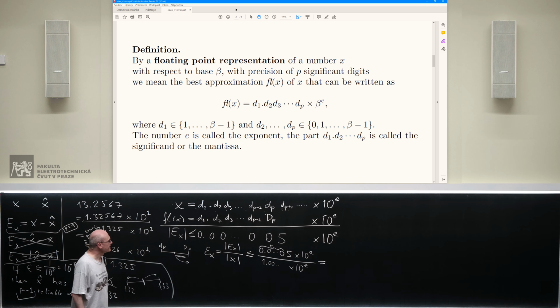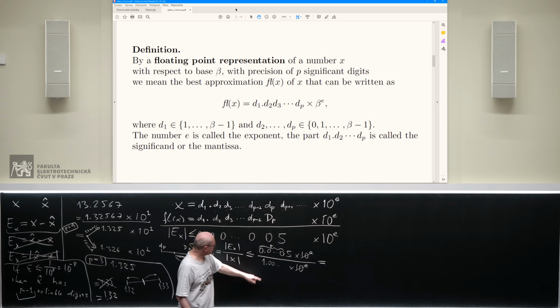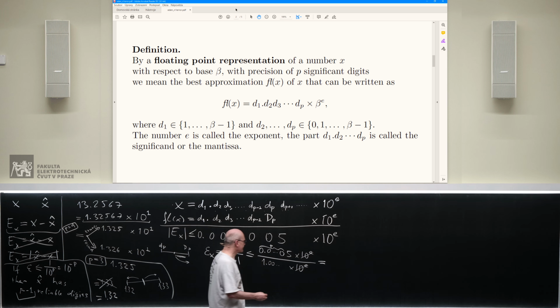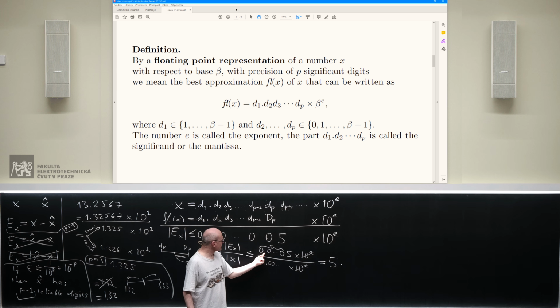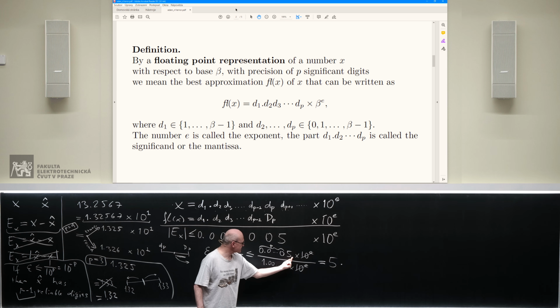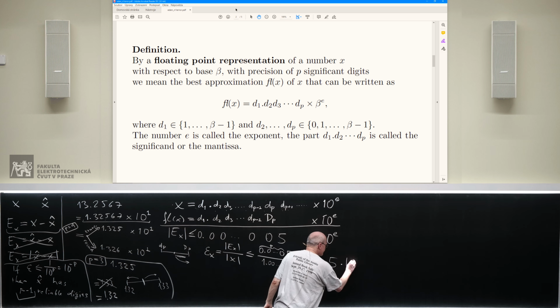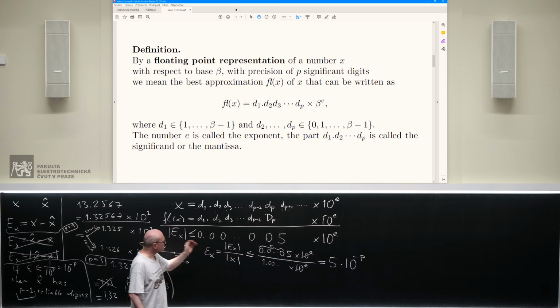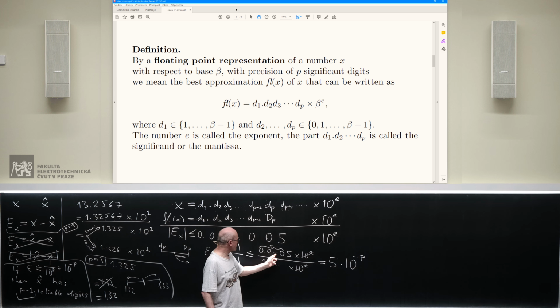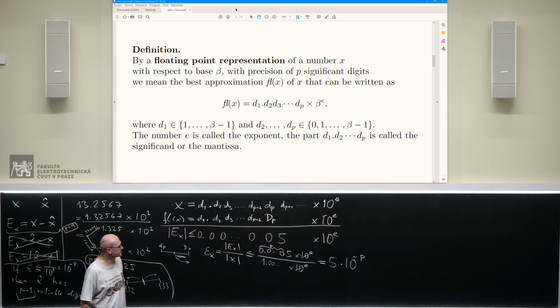Now let's see. 10 to e cancels. Here I'm dividing by 1, so I'm essentially not dividing. And here is 5 times. And how many times do I have to shift the decimal dot so that it appears here behind 5? And the answer is p. I said it, I've been thinking about it already. So it should be like that. And again, if you don't see it right away, try it with some concrete numbers, 0.0005, and you try to shift the decimal dot. You try it a few times, you will see that it works.